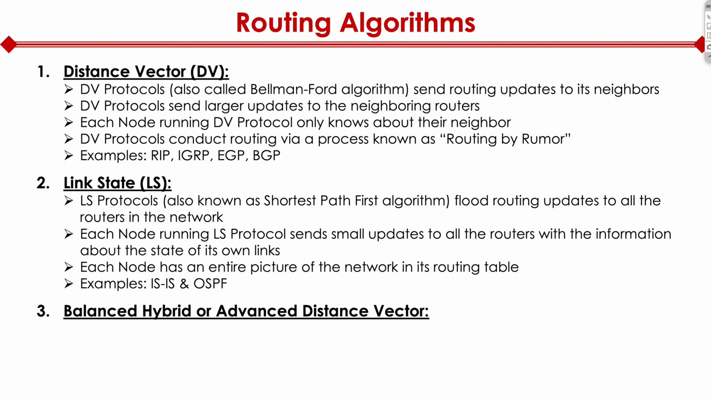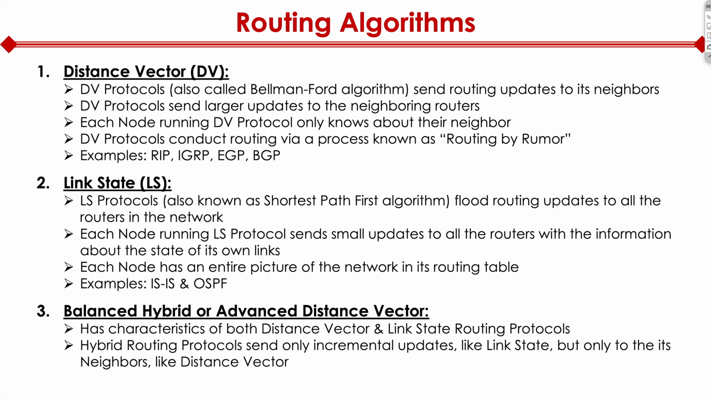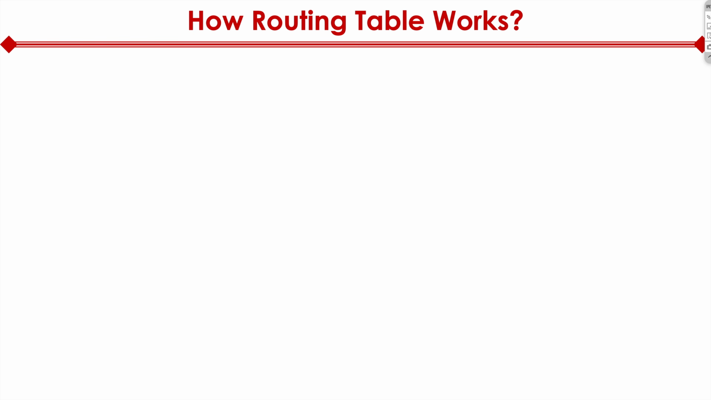The final type is called balanced hybrid or advanced distance vector. They have characteristics of both distance vector and link state. Hybrid routing protocols send only incremental updates similar to link state, but only to its neighbors like distance vector. Example includes EIGRP.